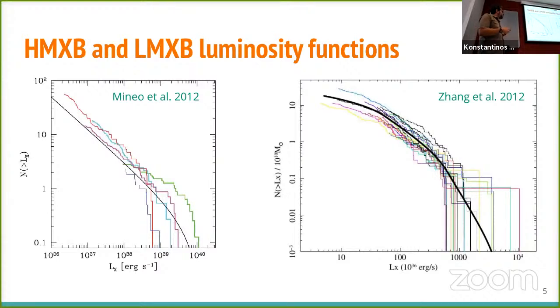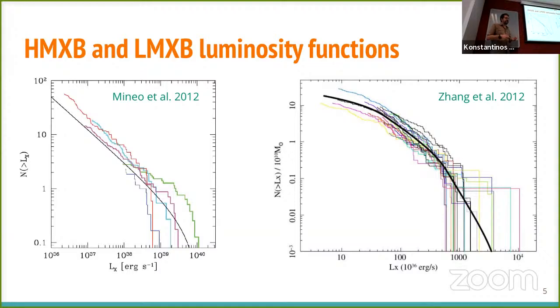One way to observationally look at the populations of X-ray binaries is luminosity functions. So the number of X-ray binaries you have per star formation rate in a galaxy, for example, for different luminosities here in the left plot. Also, in elliptical galaxies or early type galaxies, since we have old stellar populations, you can look at low mass X-ray binary luminosity functions scaled with the stellar mass.